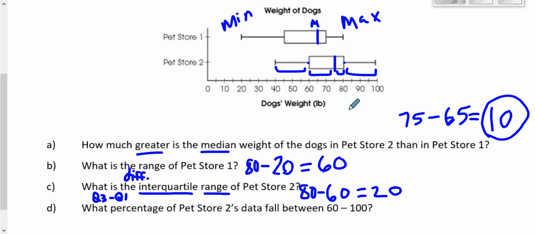Although these don't look even, we know that if we divide something into 4 sections, that's 4 quarters, which is 25% each. So each section of this box and whisker plot represents 25% of the data. So when it says what percentage of Pet Store 2's data fall between 60 and 100, we're looking between the 60 and 100, and I have 3 sections. So that means that 75% of my data falls in between 60 and 100. Okay?